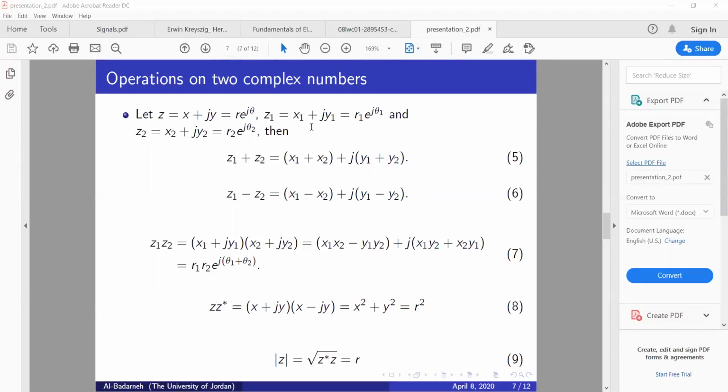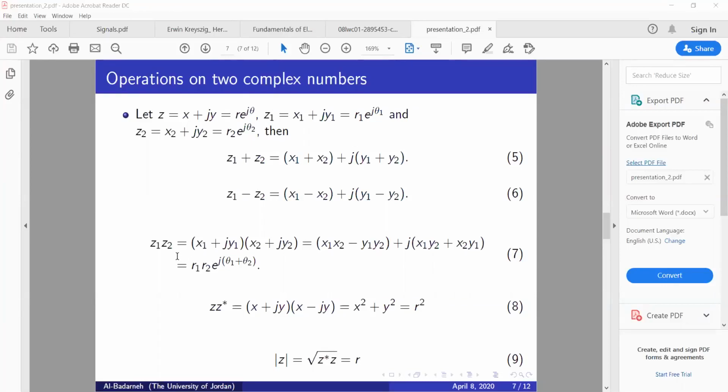Now, if we are given z1 and z2 in their polar form only, and we have been asked to find z1 plus z2, then maybe the only way we can do it is to convert z1 and z2 into the Cartesian form, and then we can add them as we just saw here.